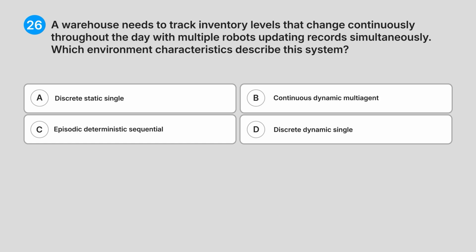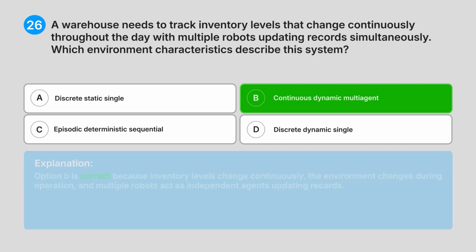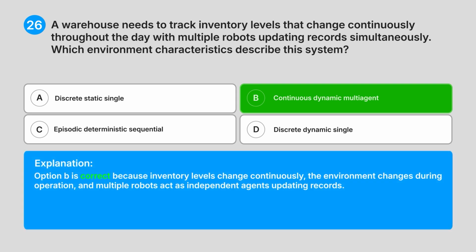Correct answer, B. Continuous dynamic multi-agent. Explanation: Option B is correct because inventory levels change continuously, the environment changes during operation, and multiple robots act as independent agents updating records.